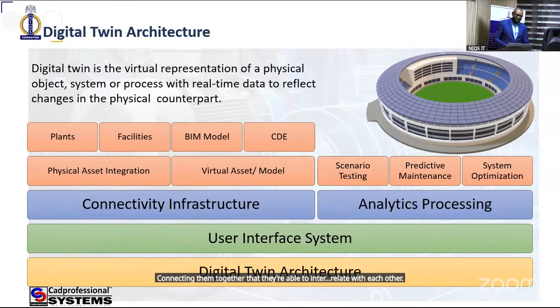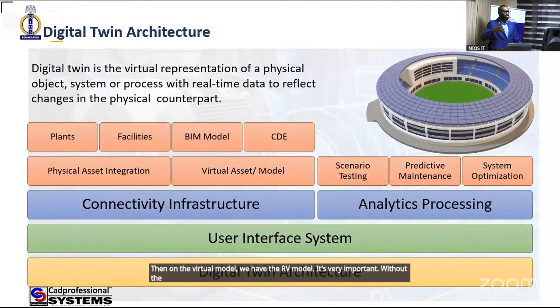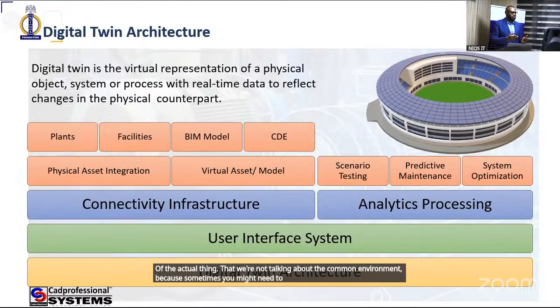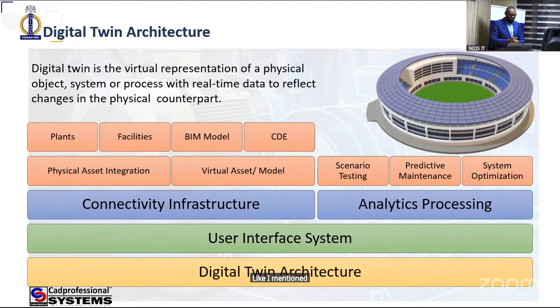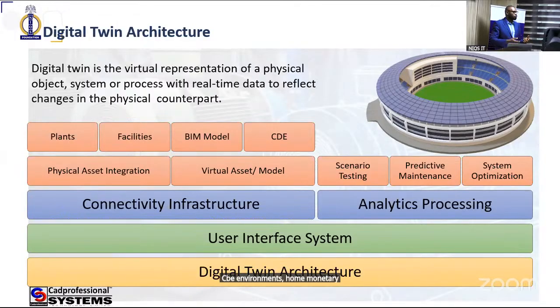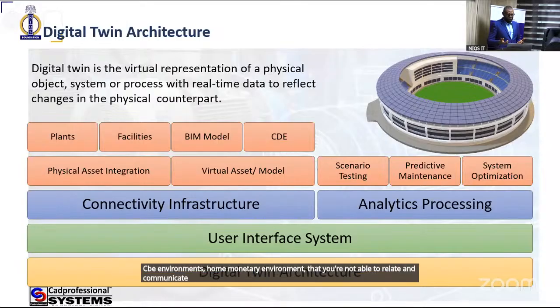Then on the virtual model, we have our BIM model. It's very important. Without the BIM model itself, we have no virtual representation of the actual thing. Then we'll now talk about the common data environment, because sometimes you might need to transfer this information. Like I mentioned, I have an example of Speckle that I mentioned to us today. So there can be a way that you can relate some of this information through that CDE, common data environment, that you're not able to relate and communicate directly.